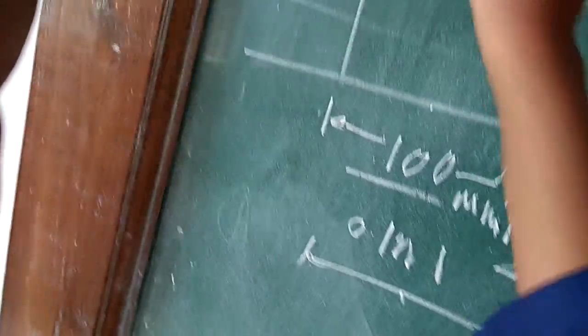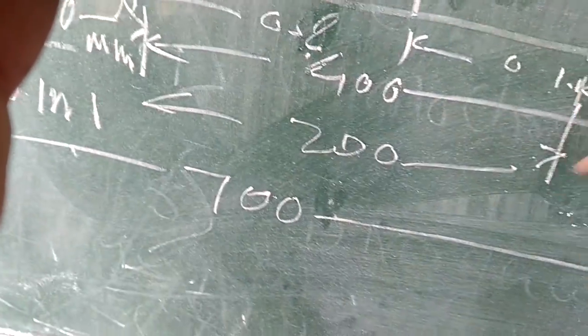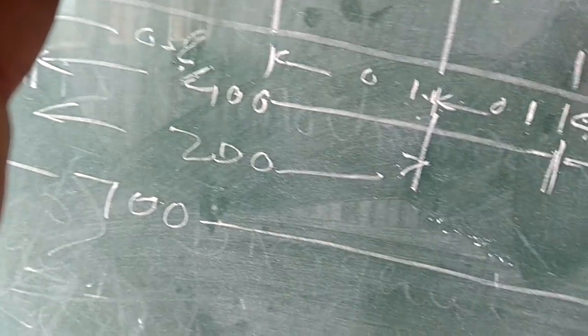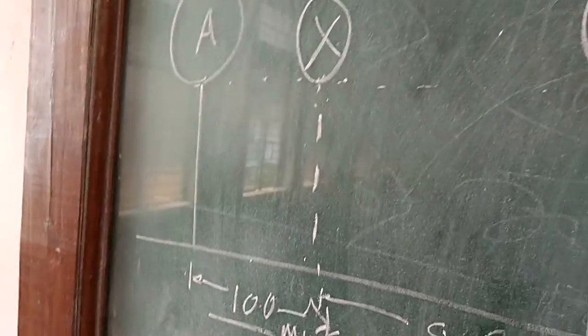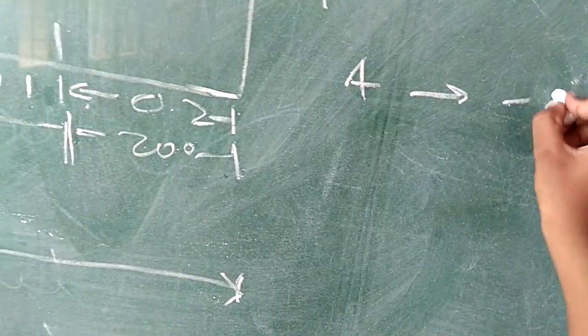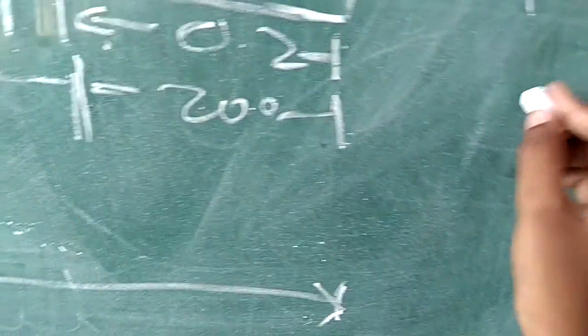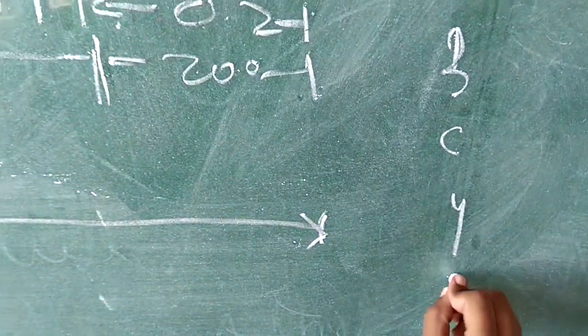If we consider the distances, from A to X it is 0.1, from A to B it is 0.2, from B to C it is 0.1, and from C to Y it is 0.1, then to D 0.2. So for A it is minus 0.1, minus because it is before the starting point. Now let's see B, C, Y, and D.